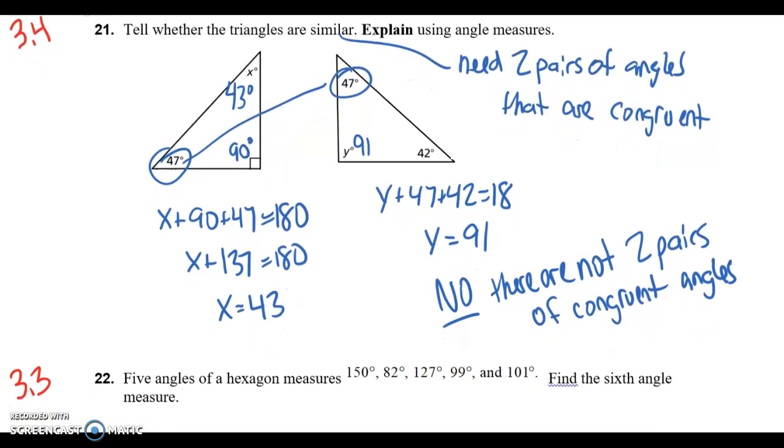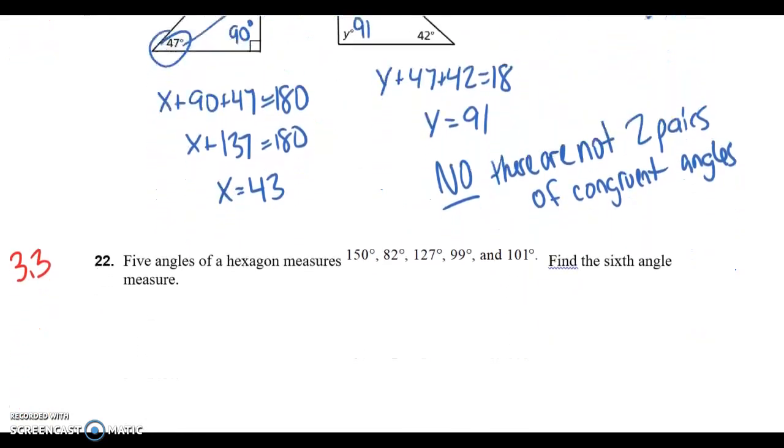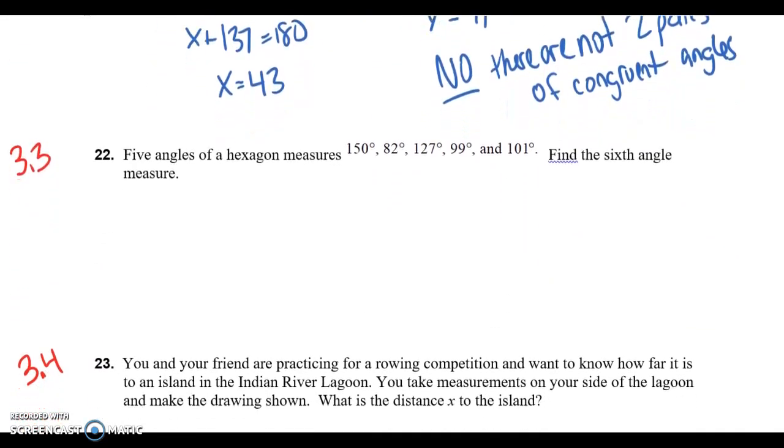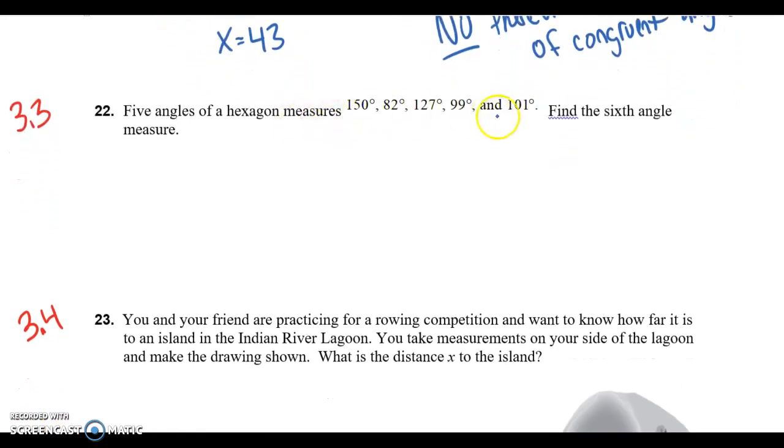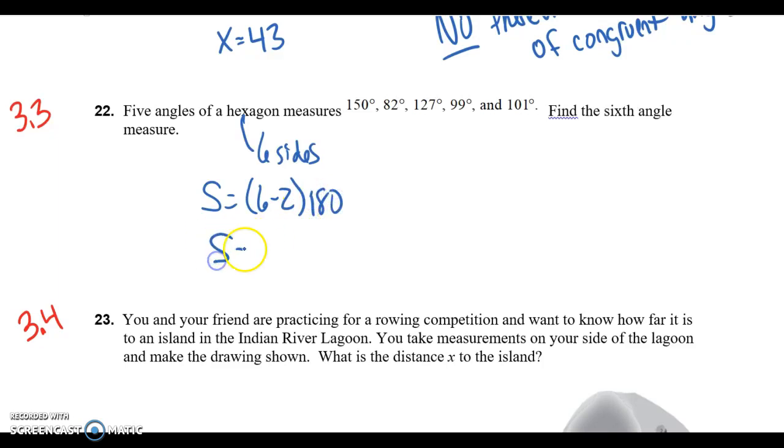Make sure you explain. This one goes back to 3.3. Here are 5 angles of a hexagon. Find the 6th angle measure because a hexagon has 6 sides. So we have to use this good old thing again. 6 minus 2 times 180 to find out that these should add up to 720.